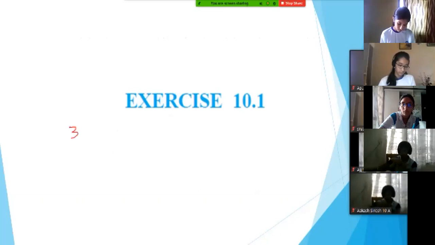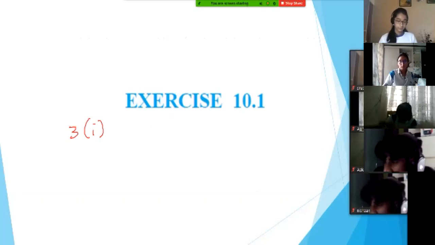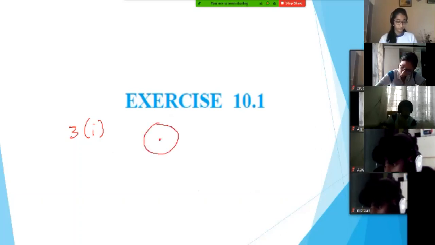3, let me take the very first one. Others start. Chalo, write exercise 10.1 and start. A tangent PQ at point P of a circle of radius 5 centimeters. So basically I need to draw a rough diagram. If this is my O, the center, and a tangent PQ at point P, so suppose here is my point P. They are asking me to draw a tangent.